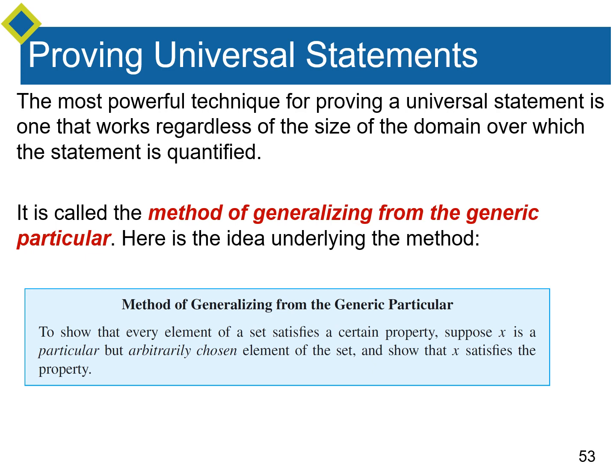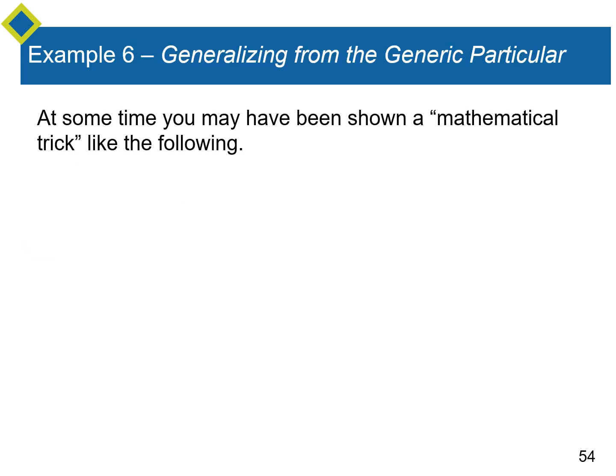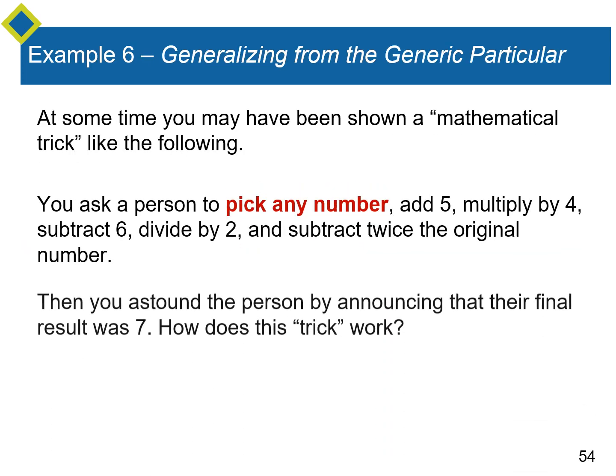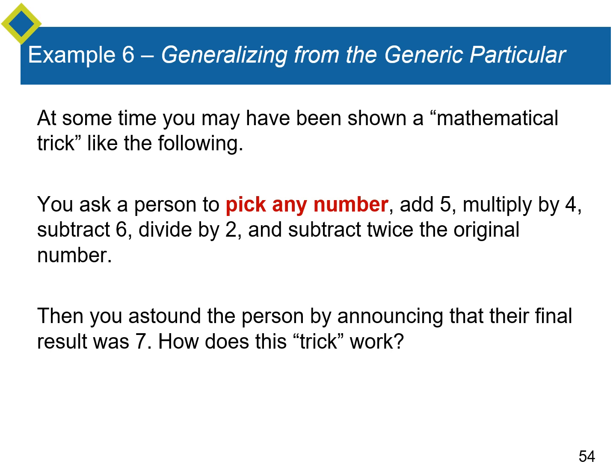The most powerful technique for proving a universal statement is one that works regardless of the size of the domain over which the statement is quantified. It's called the method of generalizing from the generic particular. Okay, this one: you ask a person to pick any number, add 5, multiply by 4, subtract 6, divide by 2, and subtract twice the original number. So this is an example to generalize from the generic particular.